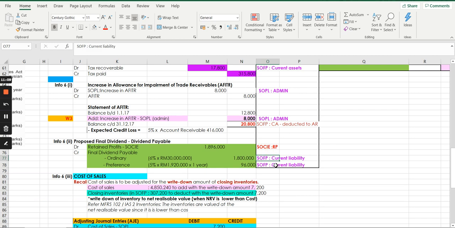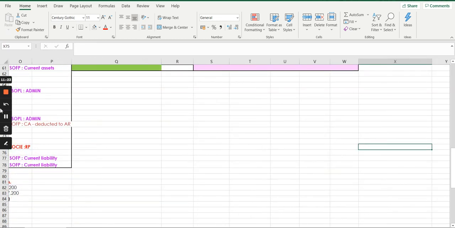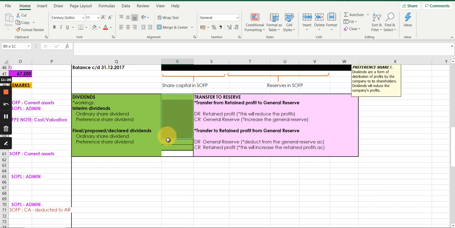So this will appear in the statement of financial position as current liability, but it will also be deducted in the statement of changes in equity under retained profit. This will be deducted under retained profit. So I prepared those workings for you here. If you can see here, for the interim ordinary dividend from the trial balance, you want to know the total, right? The total is 2796. This is from the interim dividend on ordinary shares. The one that we declare at the end of the year is this, right? 1.8.